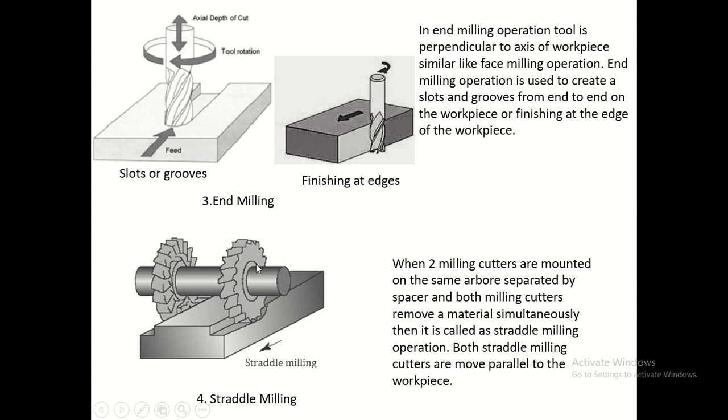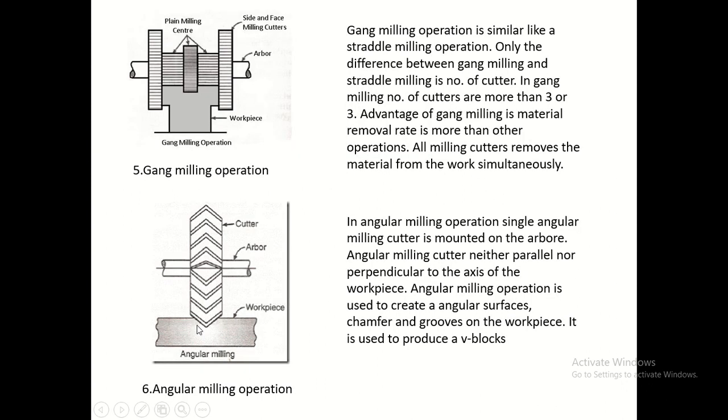Both milling cutters move parallel to the workpiece, similar to the plane milling operation. Then it is called a straddle milling operation.